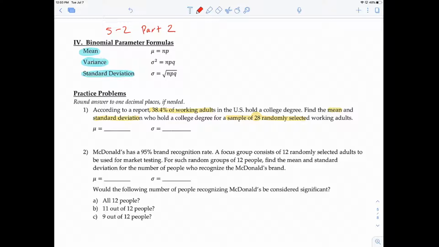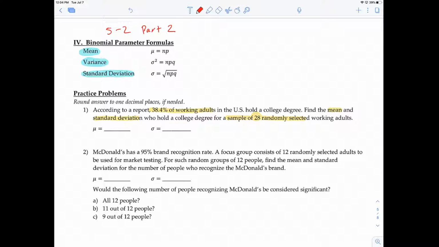And because this is a binomial distribution, again, how do we know that? The most important requirement that you have to check is that there's a two category outcome. So when you select an adult, they either have a college degree or they don't, right? So that is what makes it binomial. There's that two category outcome. They either have a college degree or they don't.